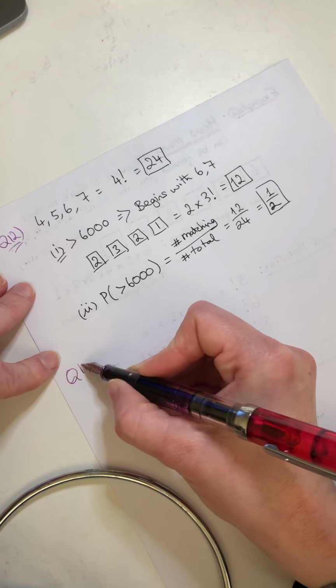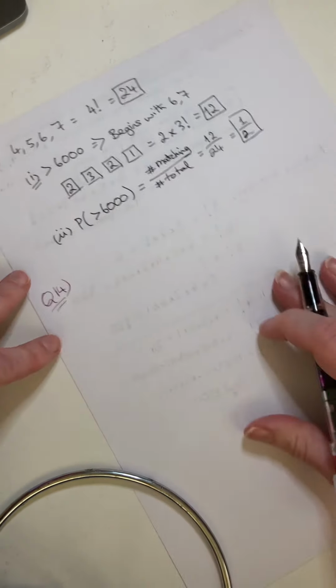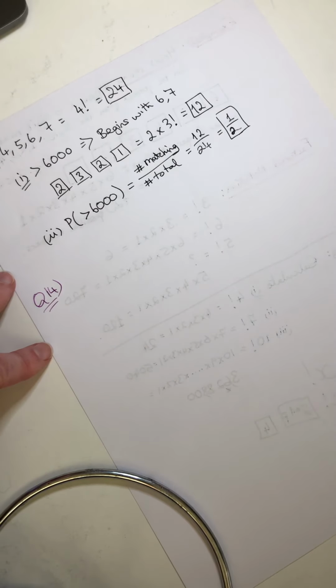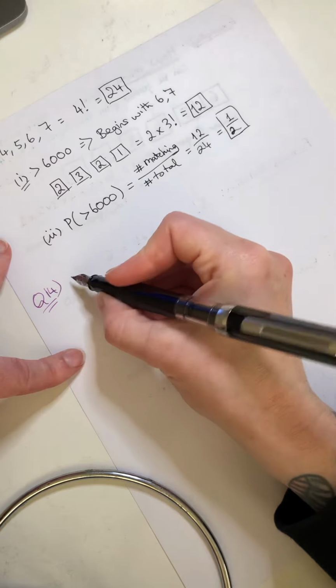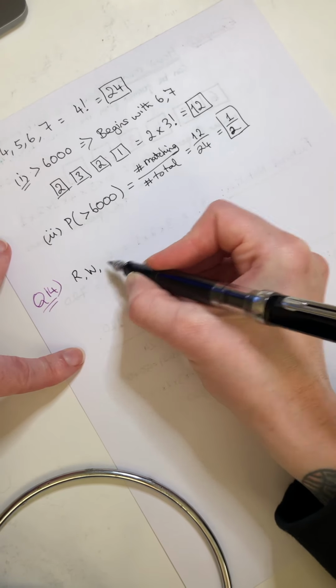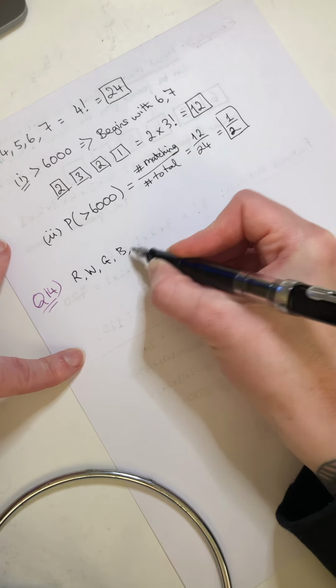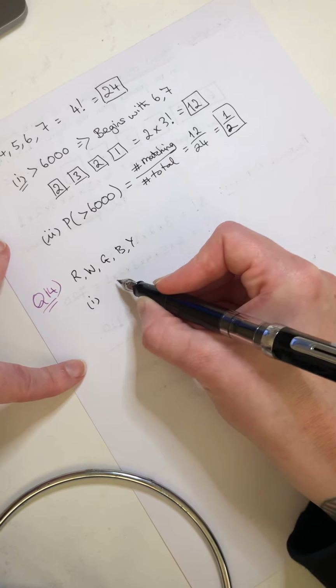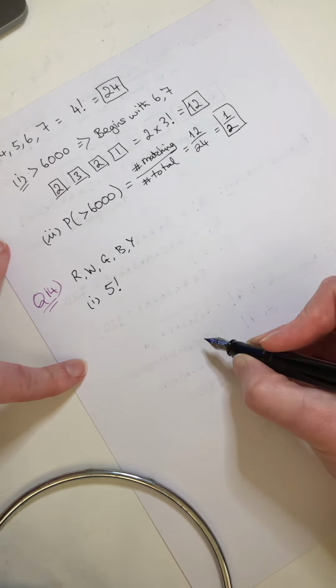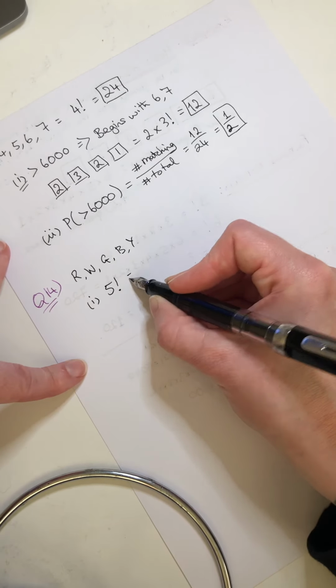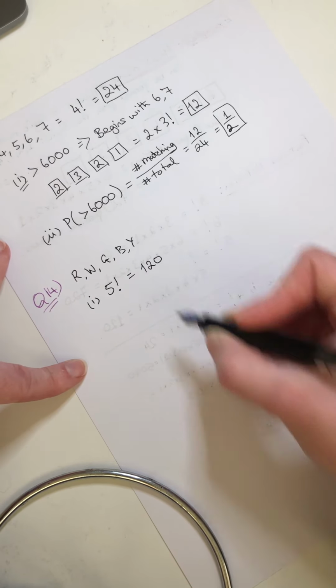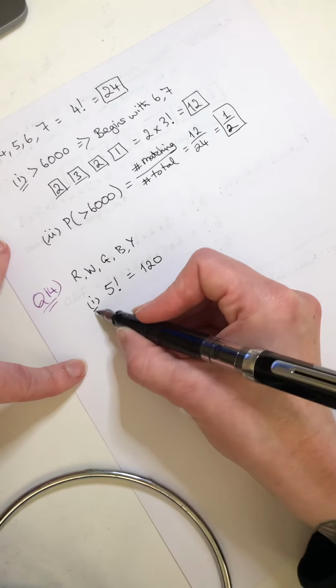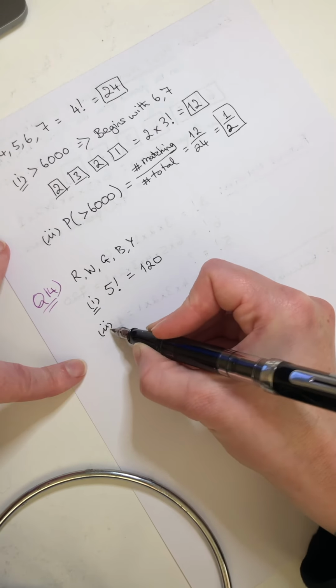And finally, question 14. Shauna has 5 counters and she places them in a straight line. There are 5 different colours: red, white, green, blue, and yellow. How many different arrangements are possible? 5 factorial. You can do pigeonholes if you want to. That gives us 120 total possible arrangements with those counters.